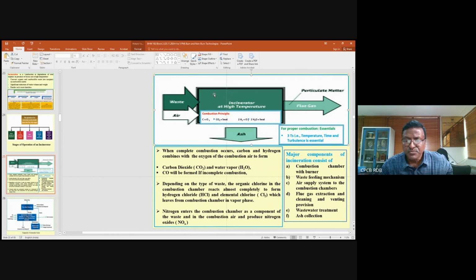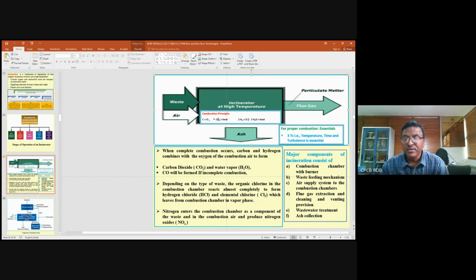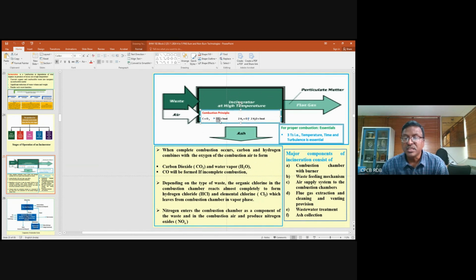One is called the primary chamber and the second is called the secondary chamber. In the primary chamber, carbon in the presence of oxygen is converted into carbon monoxide. Then the carbon monoxide goes into the secondary chamber, where in the presence of excess air it is converted into CO2 as well as heat. If there is a high percentage of carbon dioxide in the emissions, that indicates proper combustion. If you observe CO levels in the emissions, that indicates there is no proper combustion.